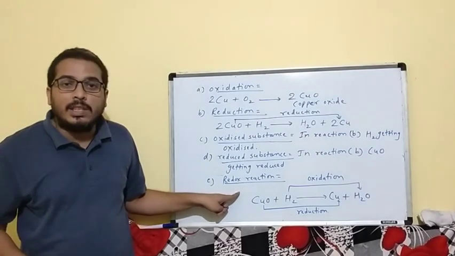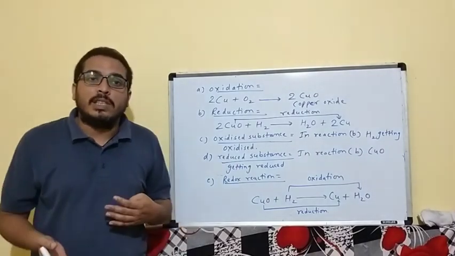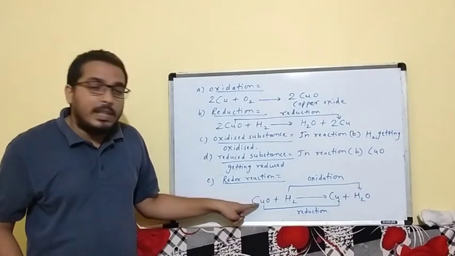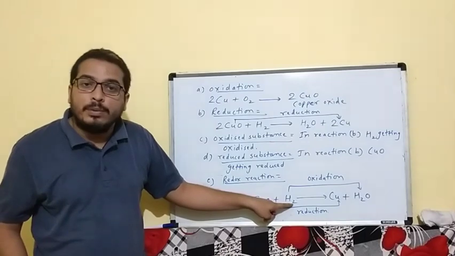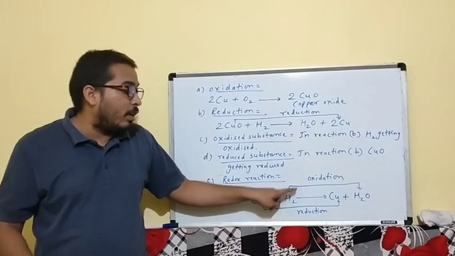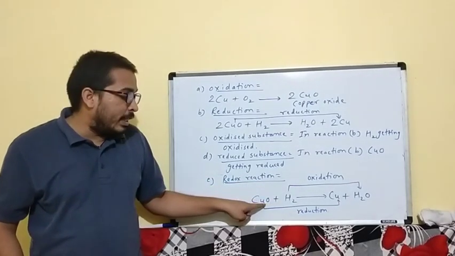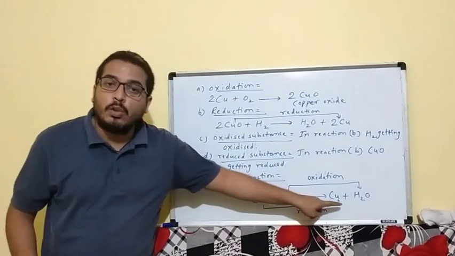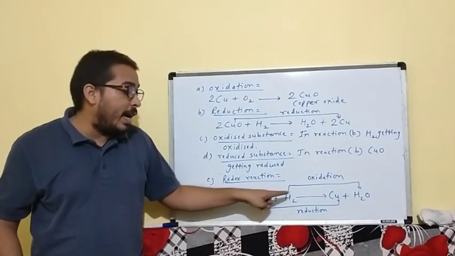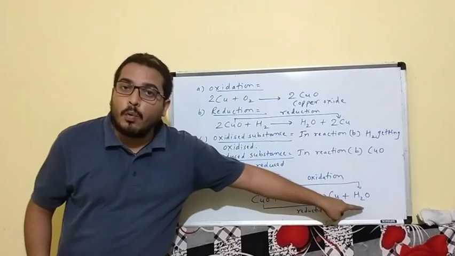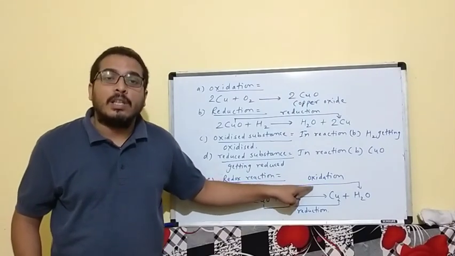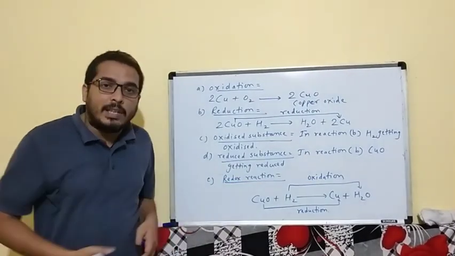And the last one is redox reaction. The reaction in which both oxidation and reduction take place is called a redox reaction. In this example, CuO plus H2, two reactions take place, oxidation and also reduction. Here copper oxide changes into copper, which is called reduction because of losing oxygen. And here hydrogen converts into water, so oxygen is being gained, so it is called an oxidation reaction. Now you can take a screenshot of the given content.